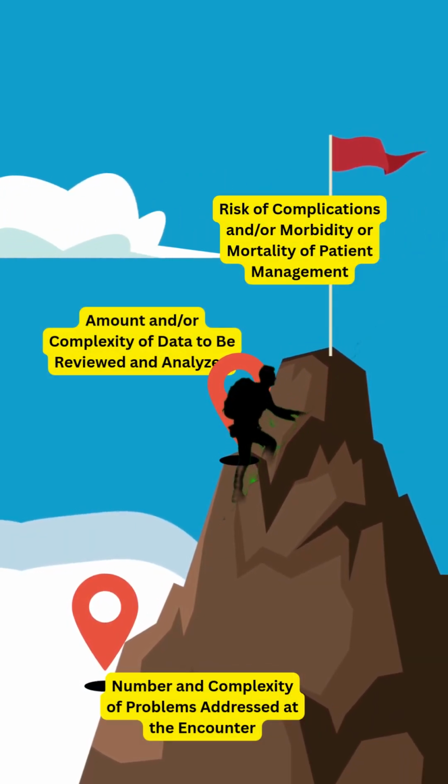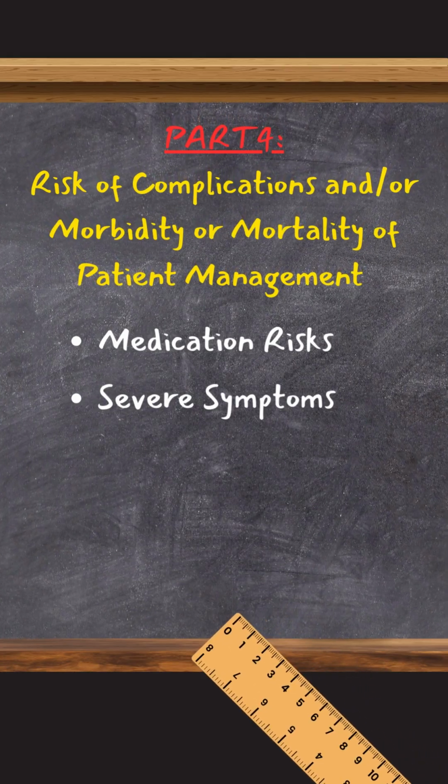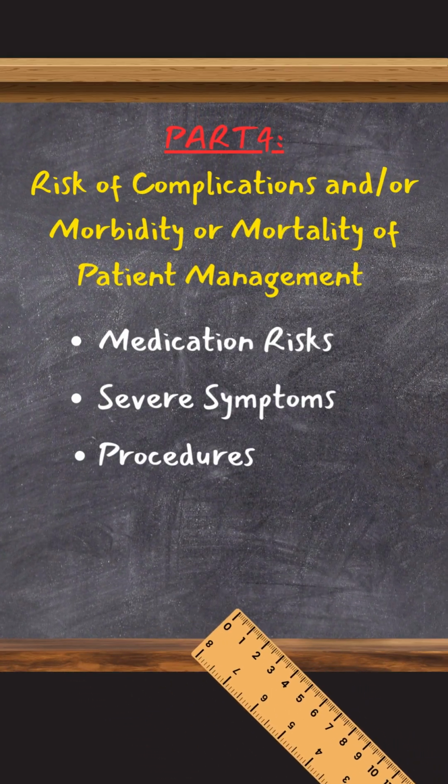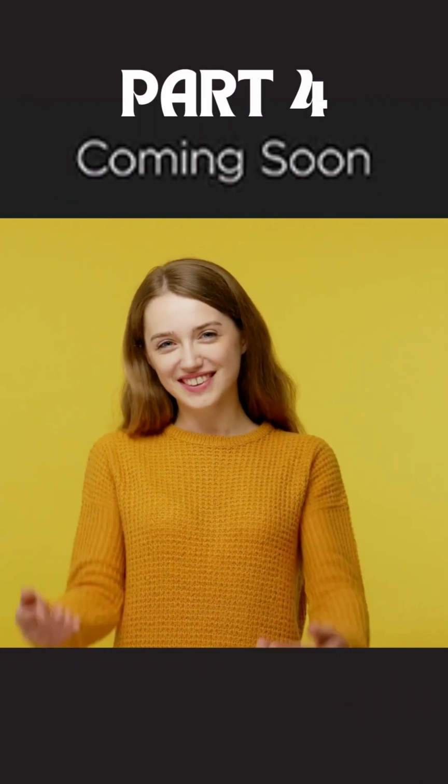In part 4, we cover the risk column. This is where everything gets real. Medication risk, severe symptoms, procedures, hospital level decisions, and more. You don't want to miss that.